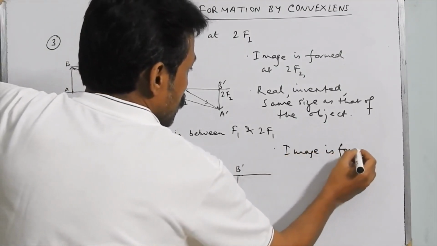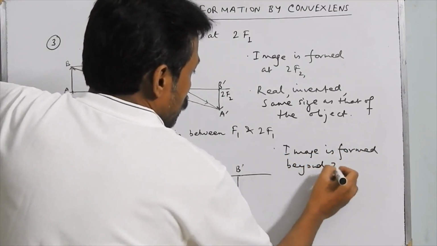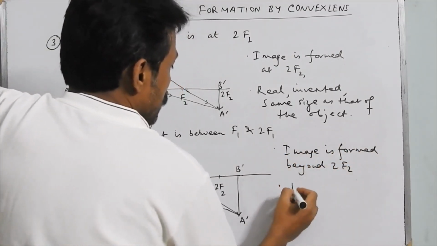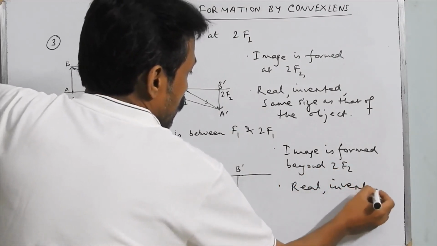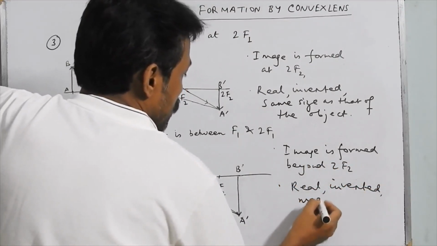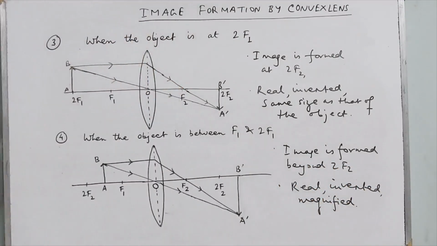The image is formed beyond 2F2, and the image is real, inverted and magnified. It is slightly magnified, but it is magnified. Now this type of image formation is used in cameras and slide projectors, and the magnified image is obtained on the screen placed at a certain distance from the lens.